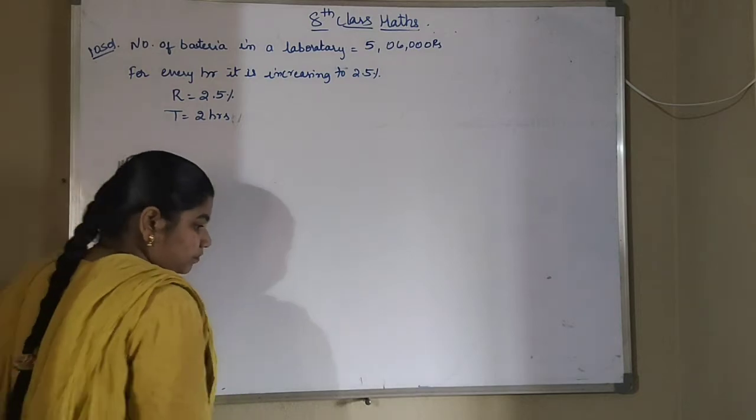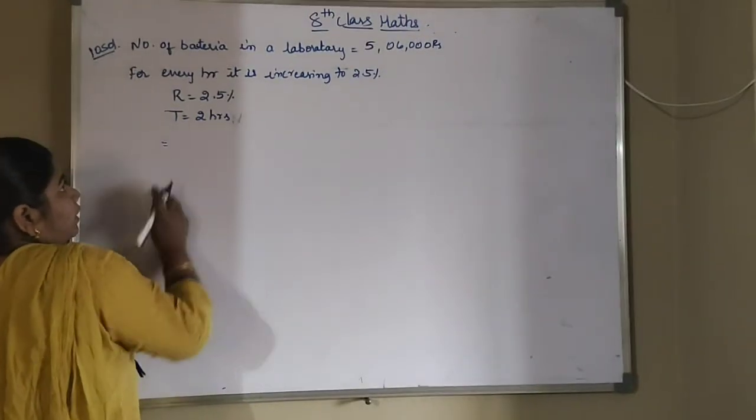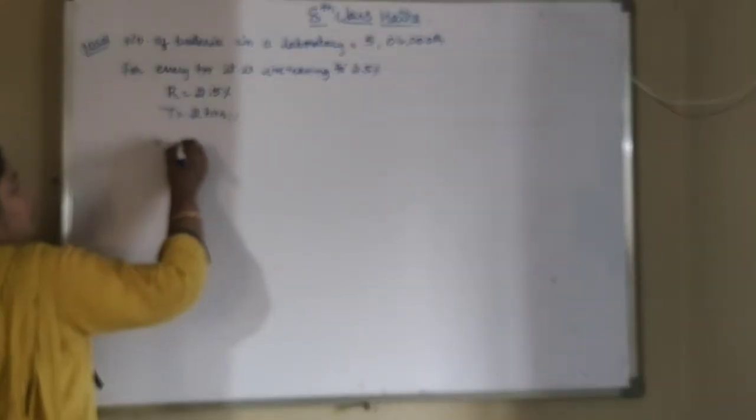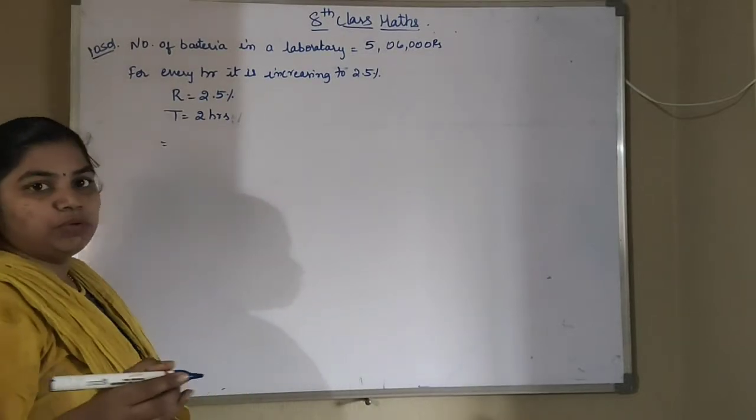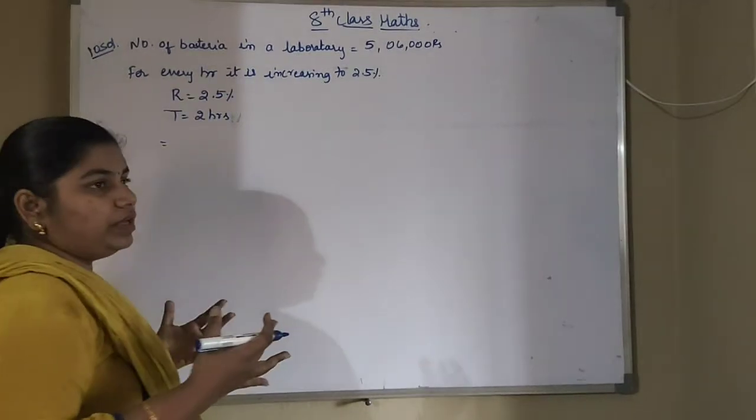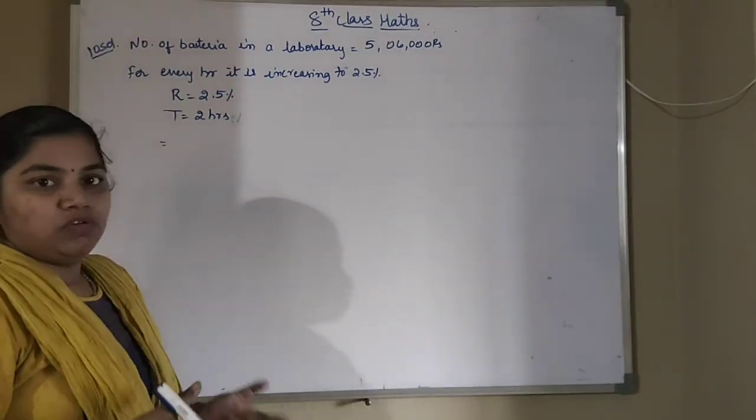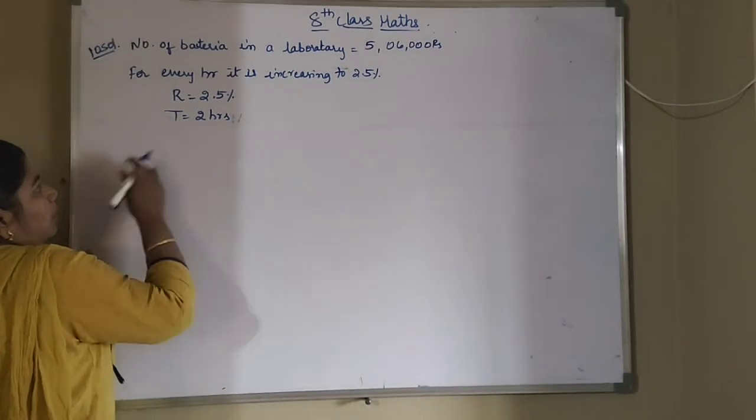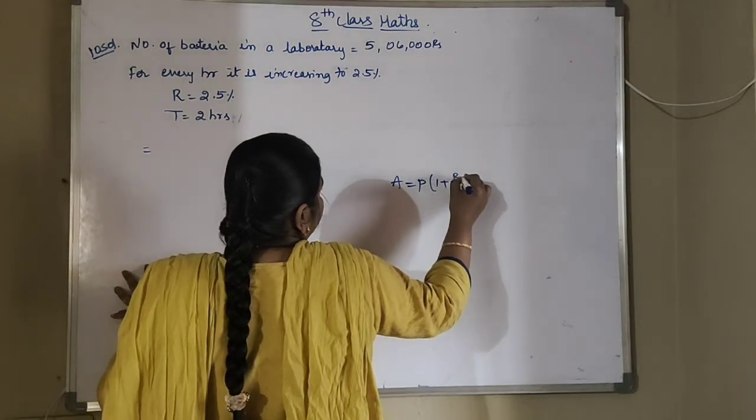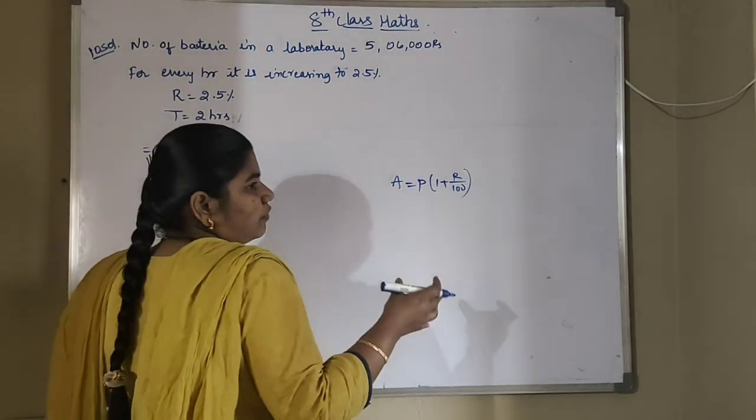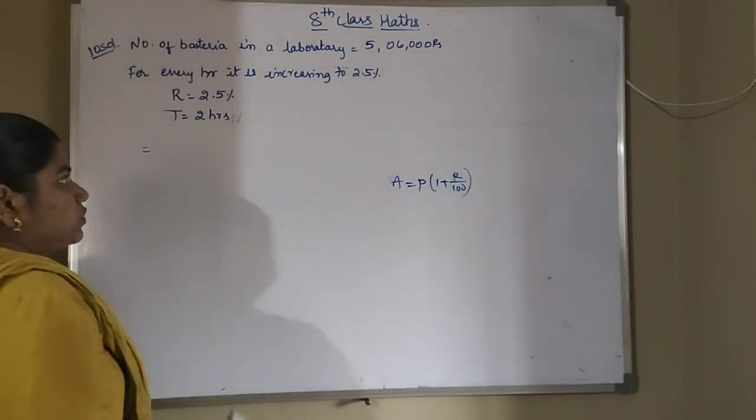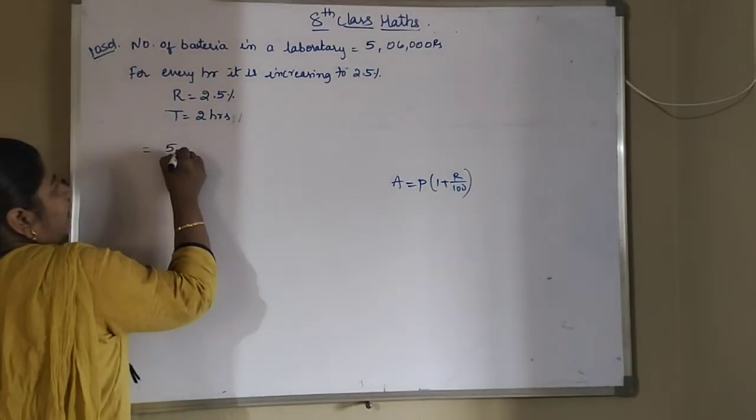Okay, so what is the formula we are taking here? Simple interest? No, which formula are we using? The same formula, that is A is equal to P into (1 plus R by 100) to the power of n. But in this case they are not giving it in the form of amount, it is in the form of bacteria. So directly I am writing P is nothing but 5,06,000.